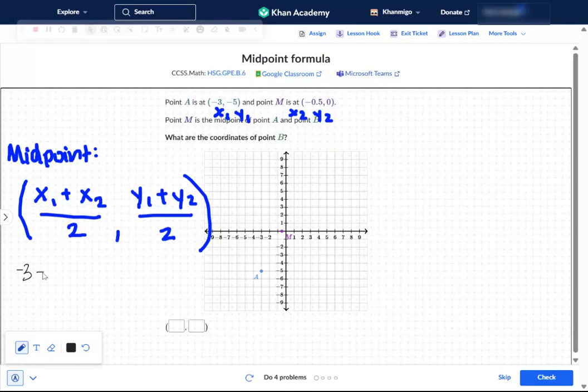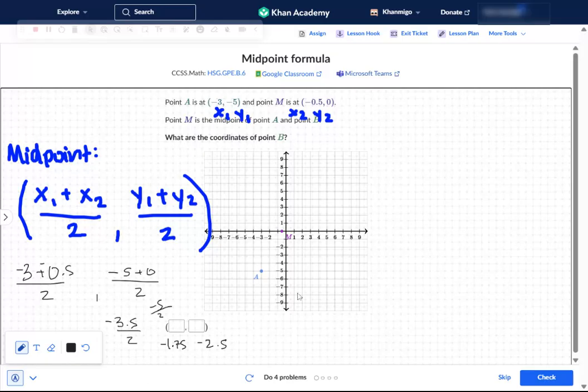So -3 plus 0.5 is -2.5, divided by 2 for the x values, and then for the y values, we're going to take -5 and 0 and divide by 2. So you'll notice we're going to have -3.5 divided by 2 and then -5 divided by 2. This is where we definitely want to have a calculator just to be safe. So the x value would be -1.75 in this example, and then the y value should be -2.5. 5 divided by 2, yep, 2.5, and they're negative.